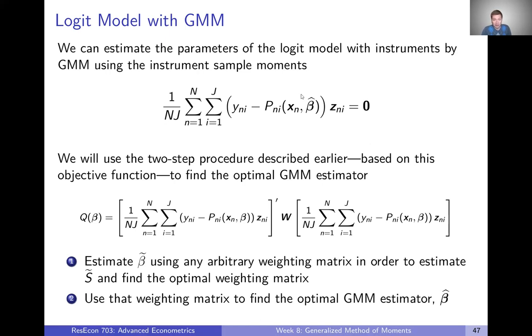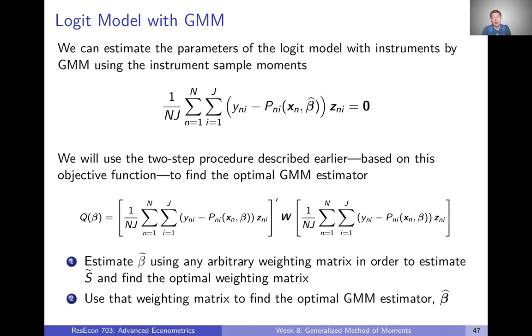We're going to use these moments to construct our objective function. That is, we're just going to take these moments and plug them right in here. And then what we want to do is minimize this objective function. Of course, this depends on W. So we're going to use that two-step procedure that we described a couple videos ago. First, we can plug in any arbitrary weighting matrix here and use that to get consistent estimates of beta, which we will use to get a consistent estimate of this S matrix. Then we will plug in the inverse of that for W, and then find the optimal GMM estimator.